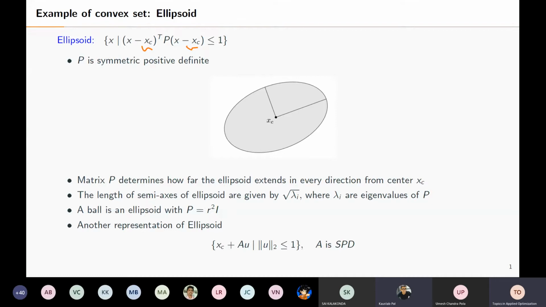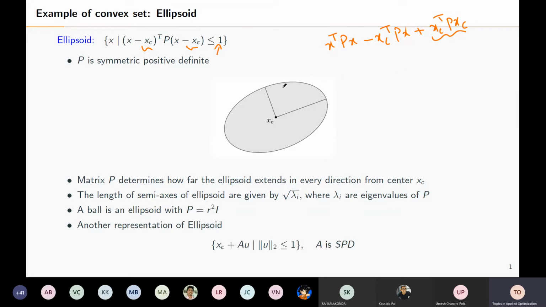Okay, so you can rewrite this as x transpose Px, and then minus xc transpose Px, and then there are terms like plus xc transpose Pxc. So there are these known terms that will go on the right hand side, and that may make the right hand side different, right?